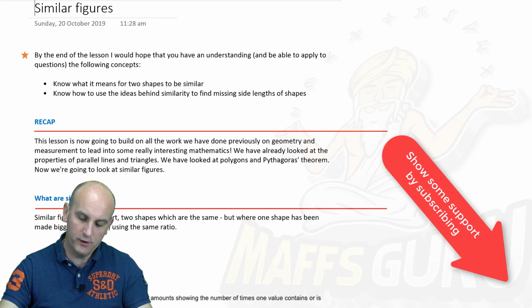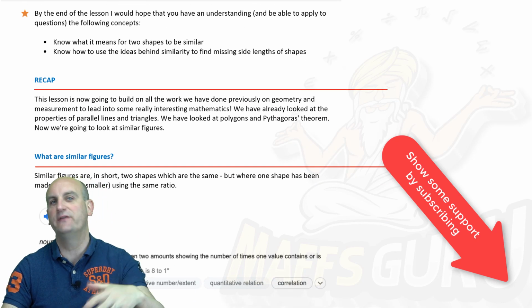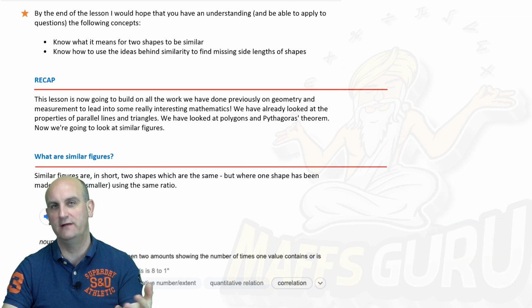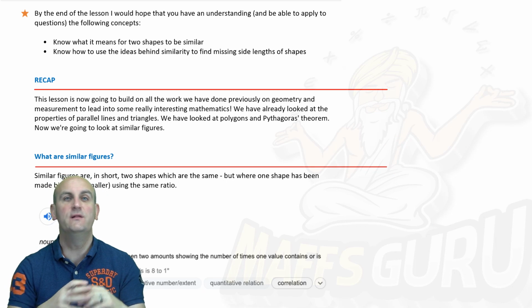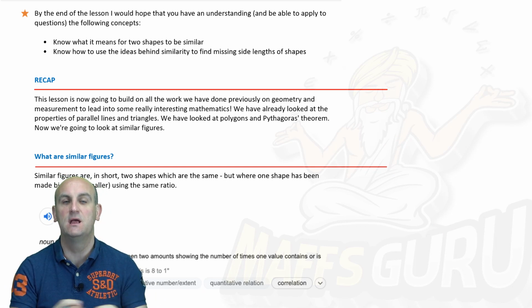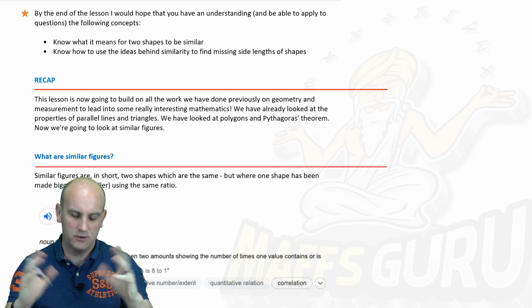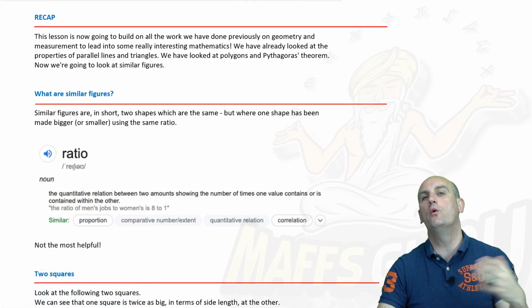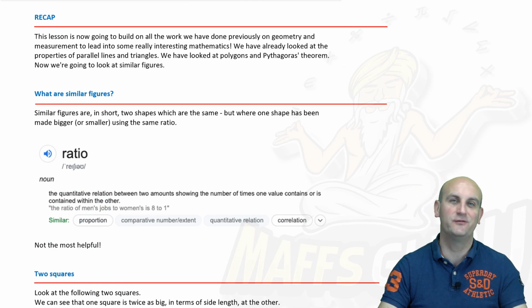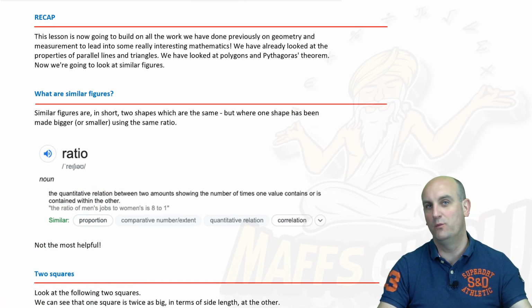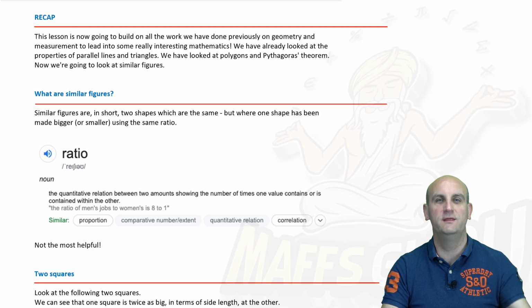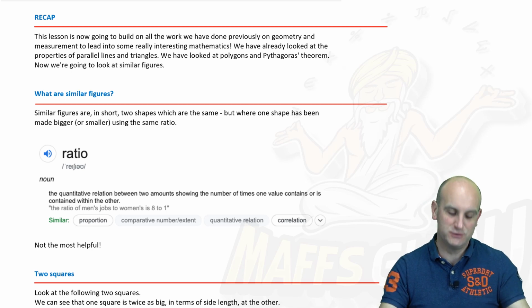Now, similar figures, what on earth are similar figures? Well, by the end of this lesson, hopefully you're going to know what a similar figure is, and you're going to know how to deal with the ideas behind similarity to find missing side lengths. Now, this deals with triangles in many cases, but there's rectangles and squares and circles and all sorts of different shapes that we could deal with. Now, we're obviously going to build on all the work we've done previously. If you haven't watched those videos, they are there on maffsguru.com for you to watch. If you click below, there undoubtedly is something that says previous video, and it maybe says next video. You can zip through all of these videos to try and find the ones that are relevant to you.